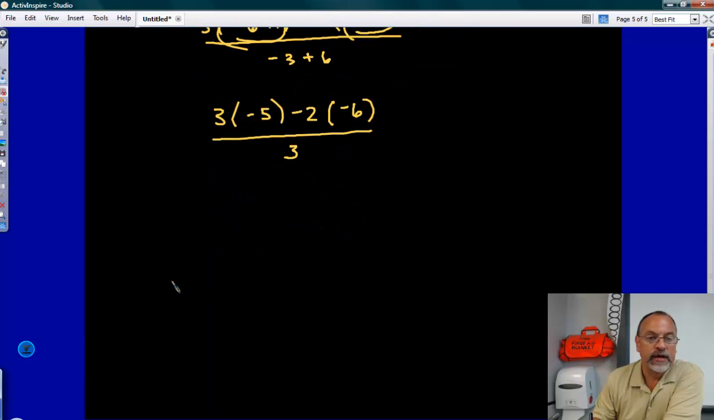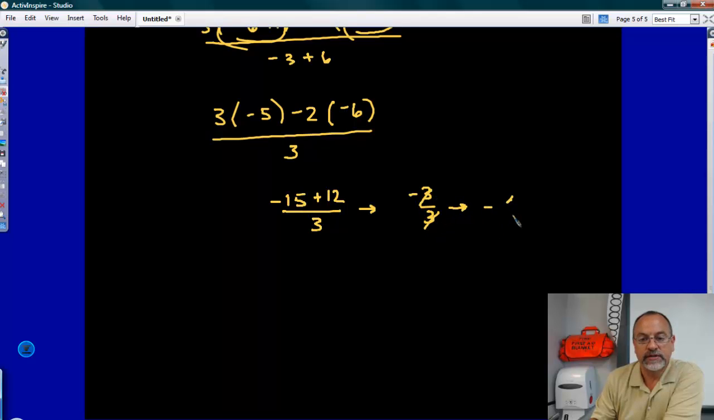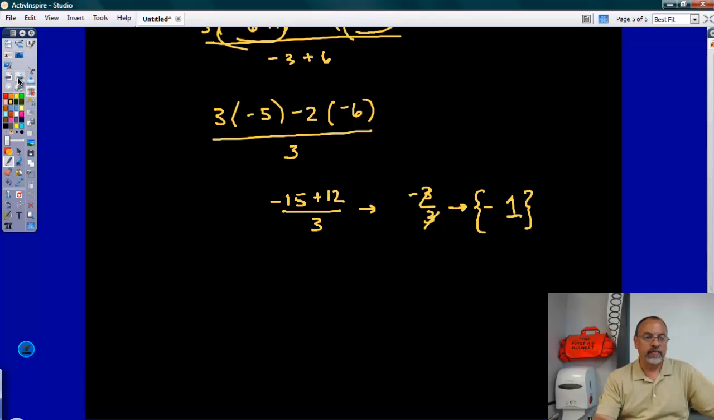Okay, then I can go ahead and distribute this 3, so that's negative 15. Negative 2 times negative 6 is positive 12 over 3. I can go ahead and add these two up here, so I have negative 3 over 3. These reduce to 1, leaving me an answer of negative 1. So negative 1 would be my evaluated version of that problem.